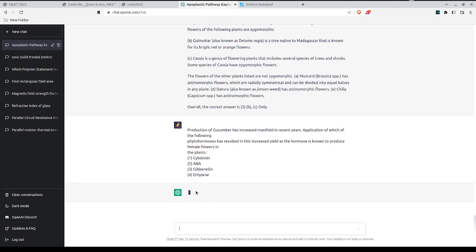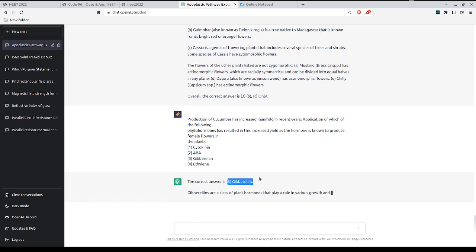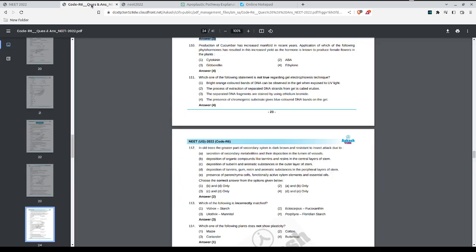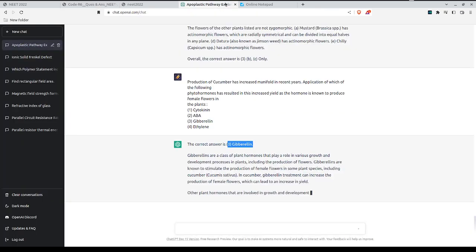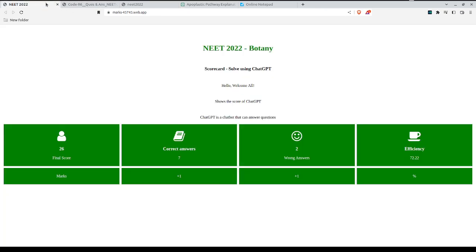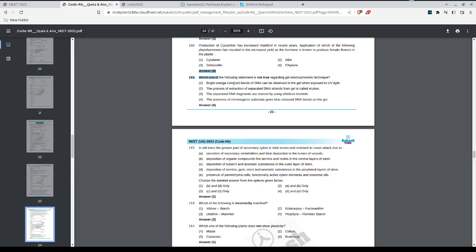Production of cucumber has increased manifold in recent years. Application of which of the following phytohormones has resulted in this increased yield, as the hormone is known to produce female flowers in the plants? 1. Cytokinin, 2. ABA, 3. Gibberellin, 4. Ethylene.